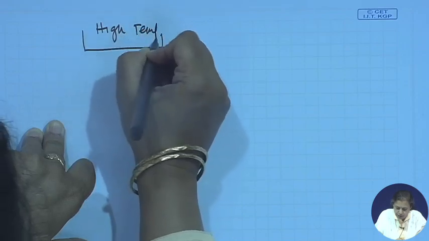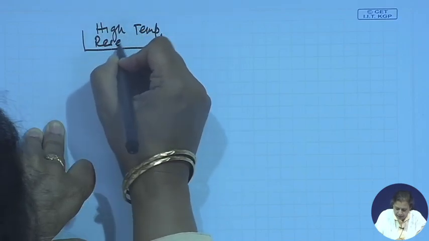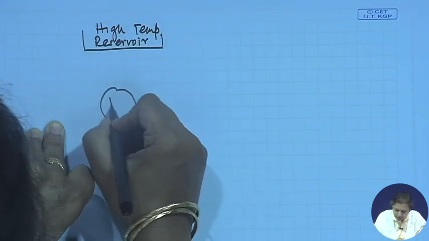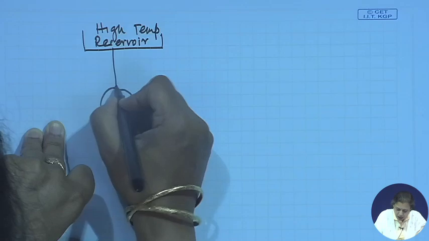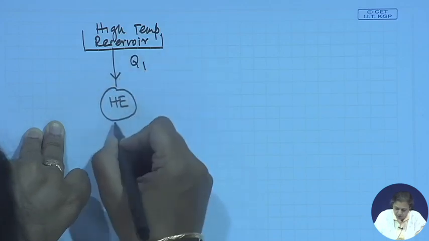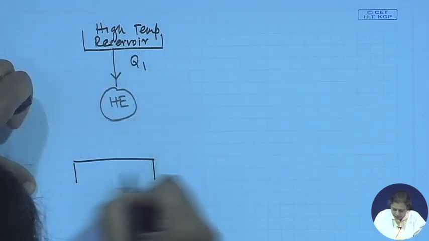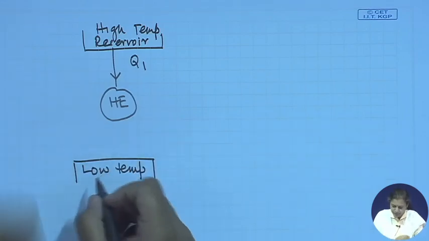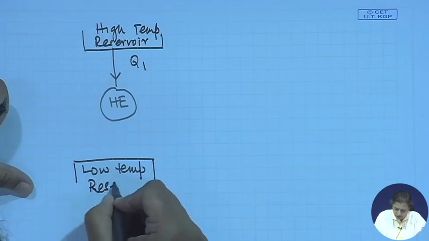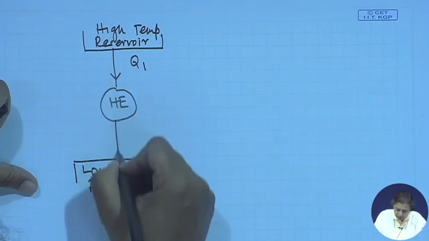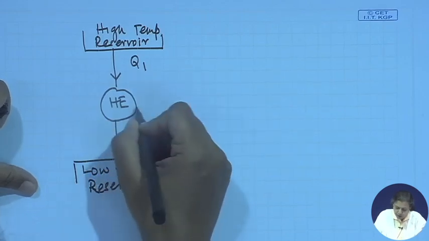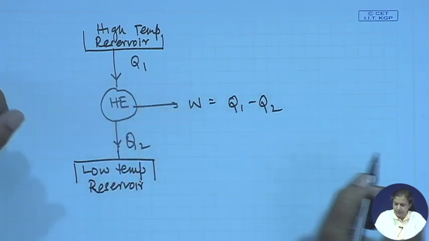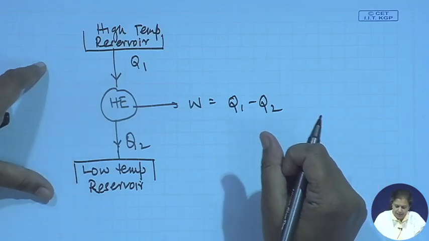Now, what is a reservoir and so on, those things you will get in any standard textbook and you are supposed to refer to them. So, what a heat engine does is it takes up heat from a high temperature reservoir, say Q1 amount of heat, and it rejects some amount of heat to a low temperature reservoir, and it does work with the remaining portion. So this is what a heat engine is.